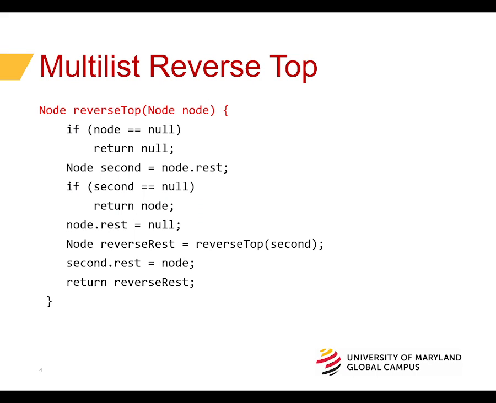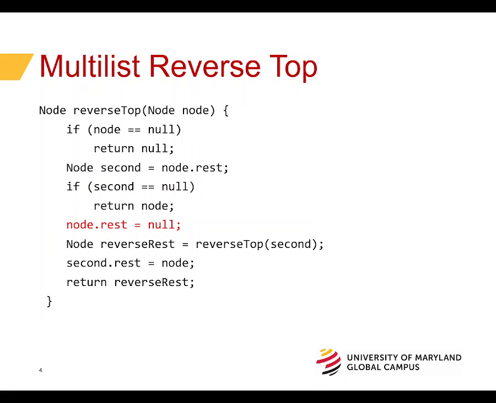The method reverse top is passed the head of a multi-level list and returns the head of that list once it has been reversed at only the top level. This method has two base cases. The first is when the head of the entire list is null, in which case it returns null. The second reference refers to the second node in the list. The other base case is when second is null, which means the list only has one node at the top level. In that case, the head of the one node list is returned.